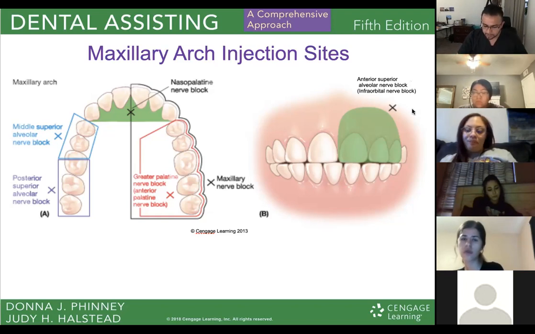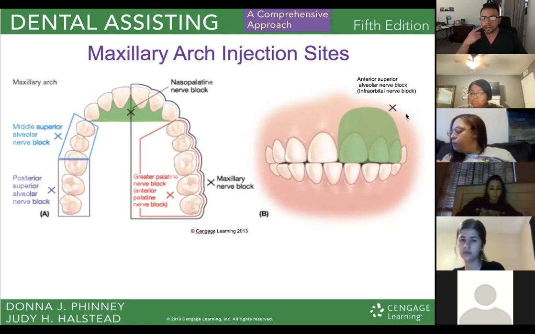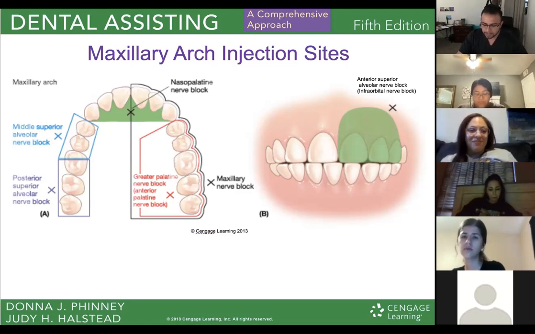So this one is near the height of the mucobuccal fold at the maxillary first premolar. The mucobuccal fold is where the inside of your lip meets your gum tissue, right in that fold area. What this will do is numb the maxillary central and lateral incisors and cuspid. So these three teeth that we see shaded in green can all be numbed by this one injection site.